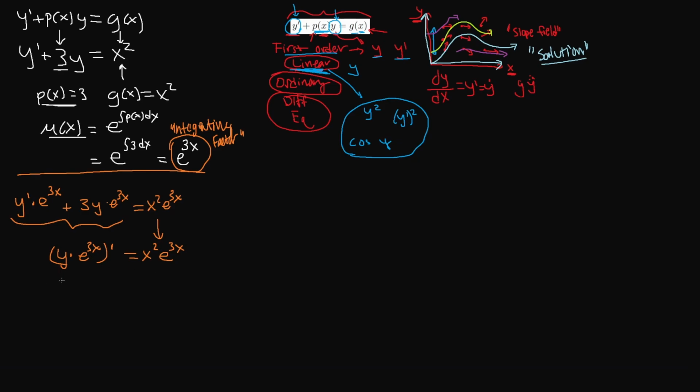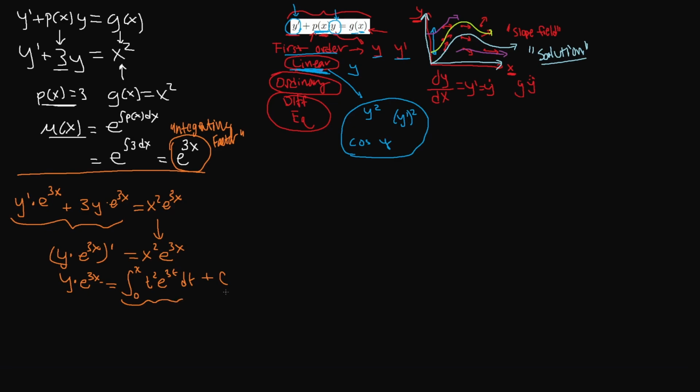And now we can take the antiderivative of both sides, so we have y times e to the 3x equals the antiderivative of x squared e to the 3x. And let's make this more rigorous. It's the antiderivative from 0 to x of, we can use t, t squared e to the 3t dt. We're using t because x is still going to be a variable that we're changing, so we want to use t in our integral and then x as the bound. And then this is plus c.